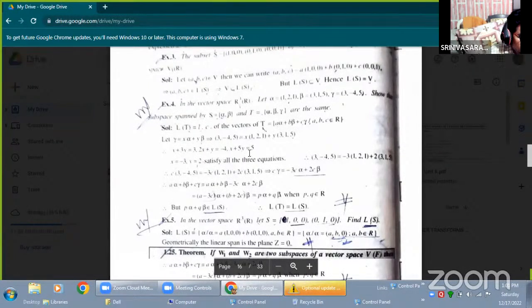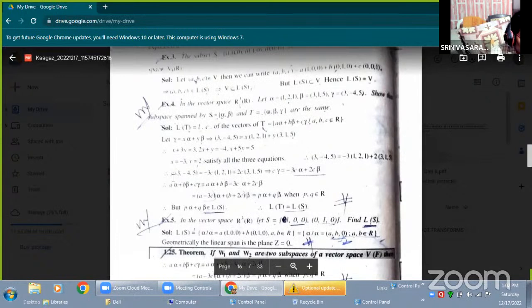Now we are getting 3 equations. For these 3 equations we must find the solution. We get X equal to minus 3 and Y equal to 2. These 2 values satisfy all the 3 equations. So finally, replacing the values, (3, -4, 5) equals minus 3 of (1, 2, 1) plus 2 of the other vector (3, 1, 5).